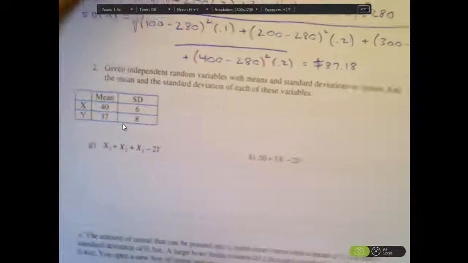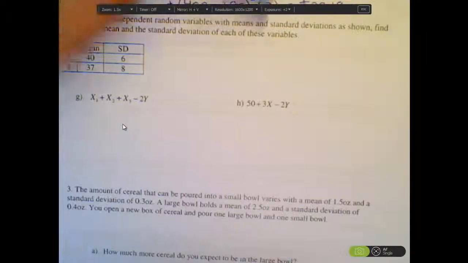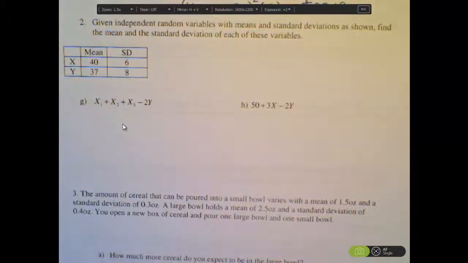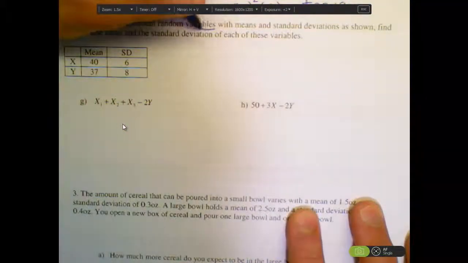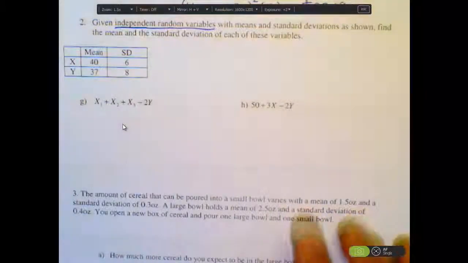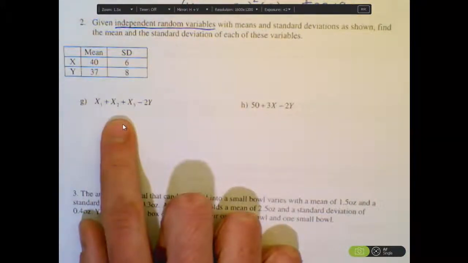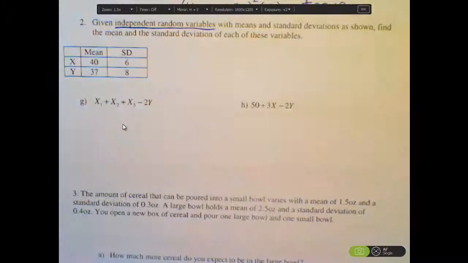Okay, taking a look at question number 2 now. Given independent random variables with means and standard deviations as follows, we want to find the mean and standard deviation of each of these. The key thing here, this is a huge concept: independent random variables. This is going back to chapter 16, obviously, in our textbook, where they talk about the Pythagorean theorem of statistics. And we're going to start talking about that once we get to the standard deviation in a minute. So what I want to do is calculate the mean and the standard deviation for part A and part G and part H, I guess.